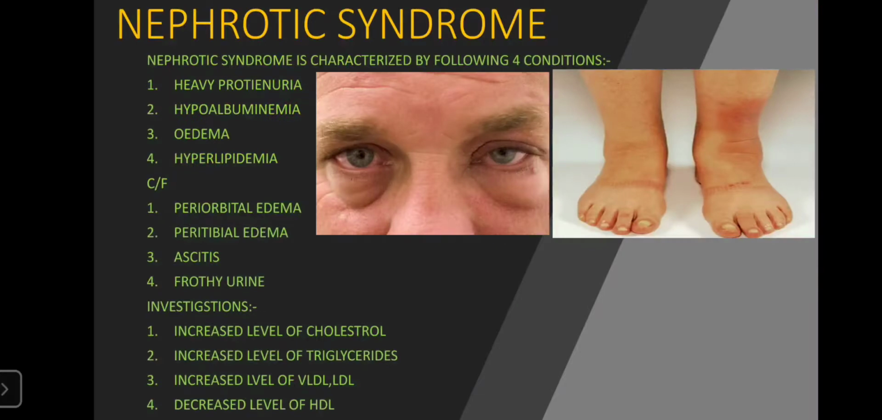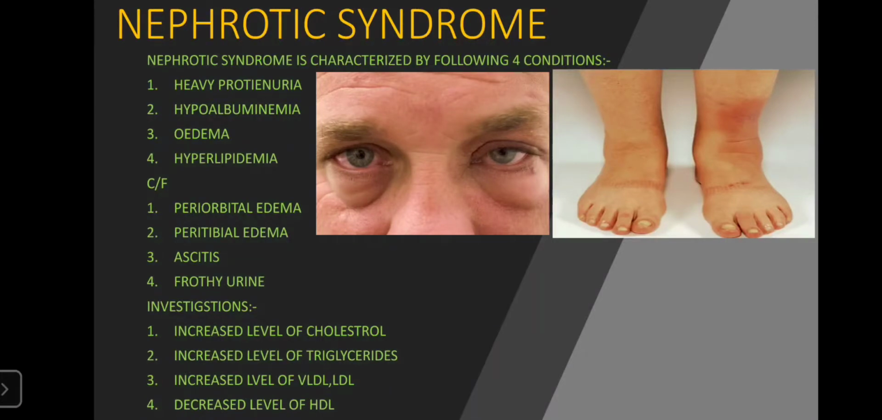Now we will see nephrotic syndrome. Nephrotic syndrome is characterized by four major conditions. They are heavy proteinuria, which is 3.5 gram per day or more, hypoalbuminemia, edema, and hyperlipidemia. So, what are the clinical features we are going to see in nephrotic syndrome?